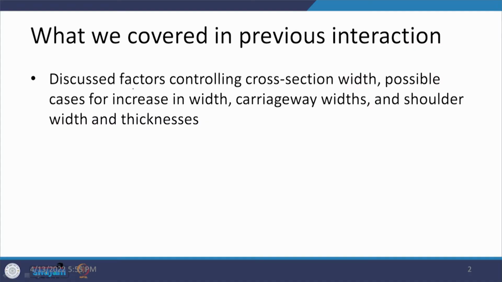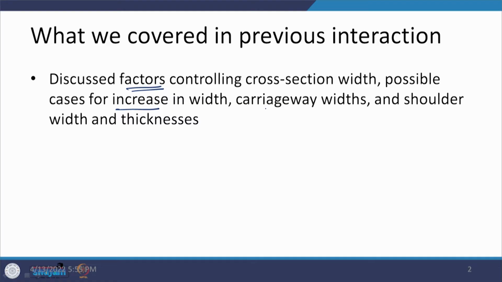We started with module 2 and we have looked at the cross sections for different categories of roads. After that, in the previous interaction, we talked about the various factors which control the cross section width. Then we looked at the cases under which the width needs to be increased, and then we started with the elements of the cross section, and the first two elements which we have looked at are the carriageway width and the shoulder width and thickness.